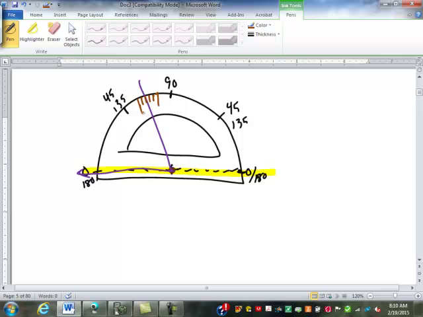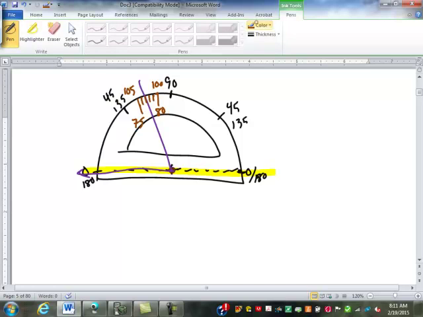I know I exaggerated my markings a little bit, but let's say that this is 80 and this is 75 here. Of course, this is also going to be marked 100 and 105. Which numbers are we going to use? The 100, 105 or the 80, 75? Why are we going to use the 80, 75?